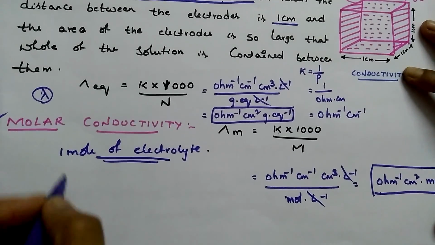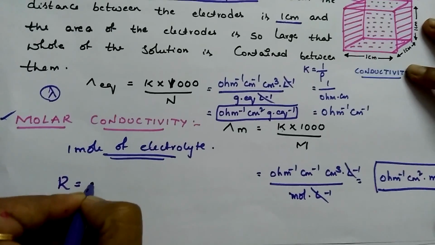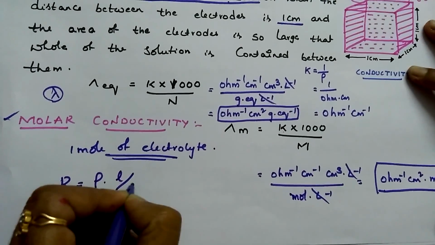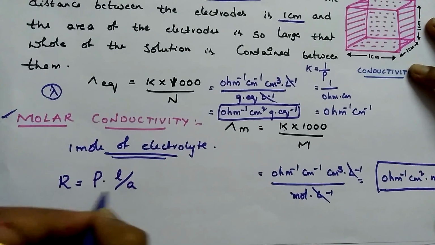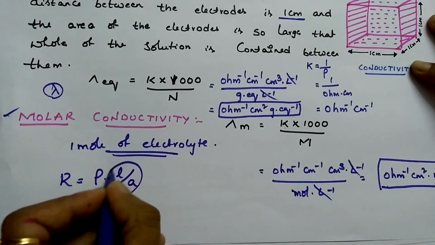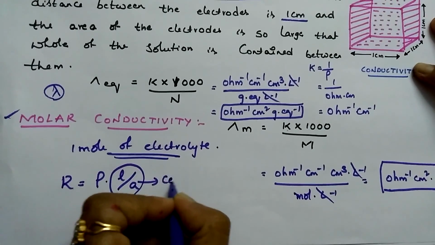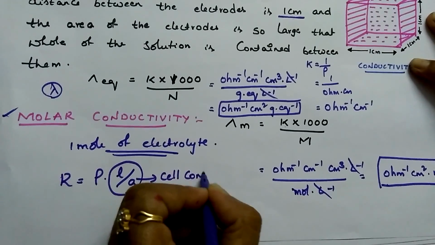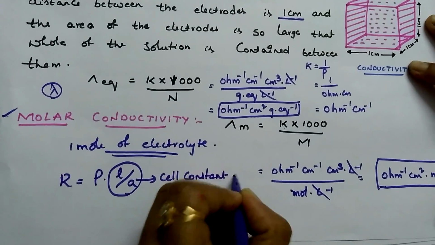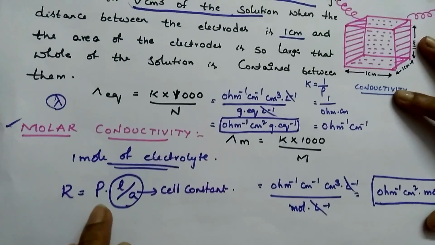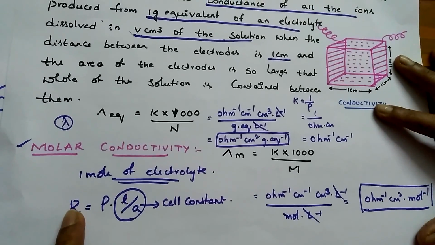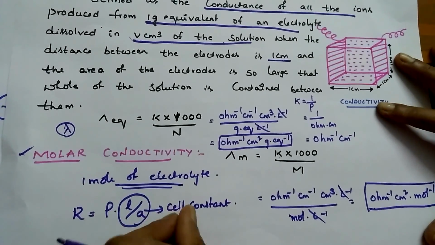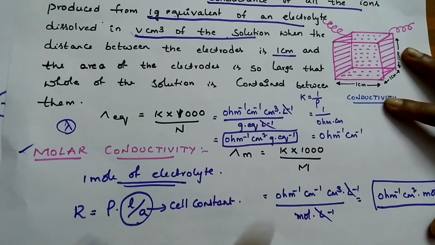And one more thing, students, resistance R is equal to rho into L by A. What is L by A? L by A is nothing but the cell constant. And rho they give in the question, and R they will give in the question, and sometimes they ask you to find cell constant. This is a useful formula.